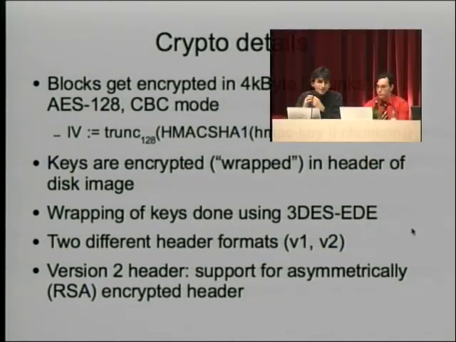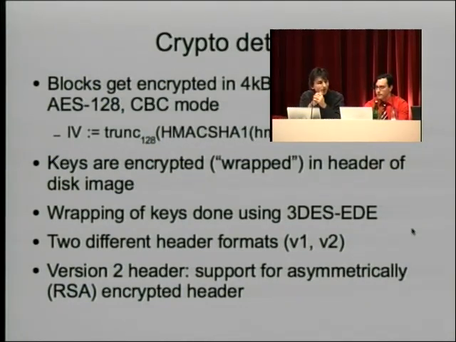Now, the keys are randomly generated when you create your FileVault, and then they are wrapped in the header of an image. This header is kind of a misnomer, because sometimes it's not at the beginning. There's version 1 and version 2 of the metadata format. In version 1 of the format, it was at the end of the disk image, and in version 2, it's at the beginning of the disk image.